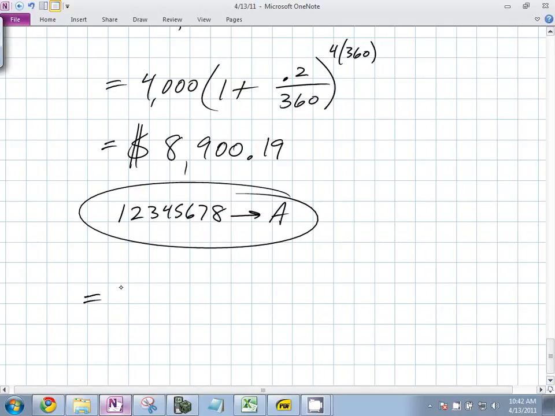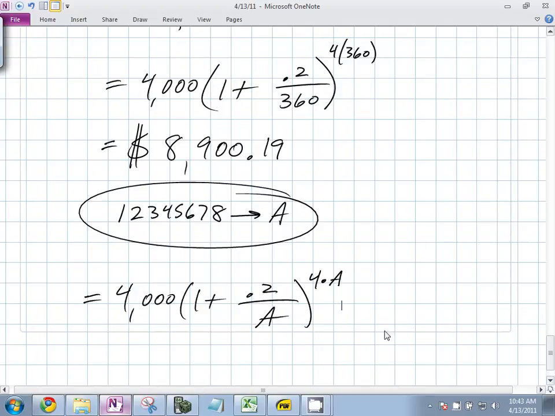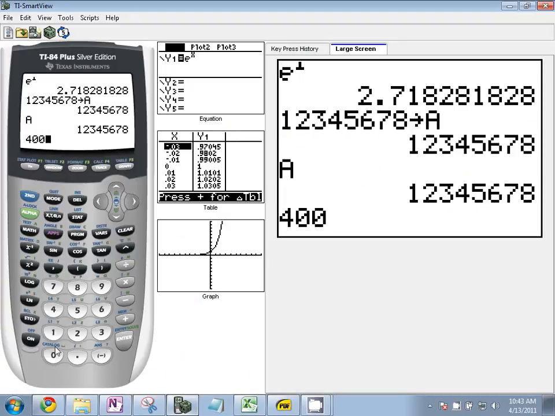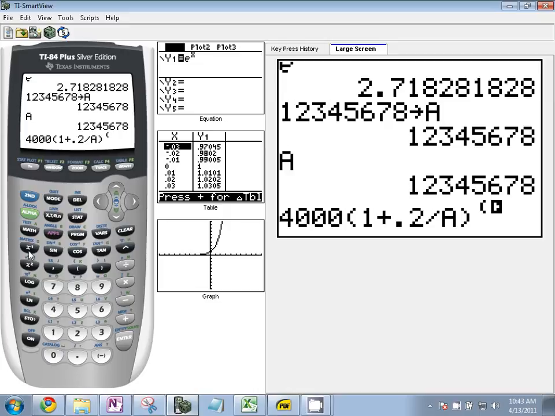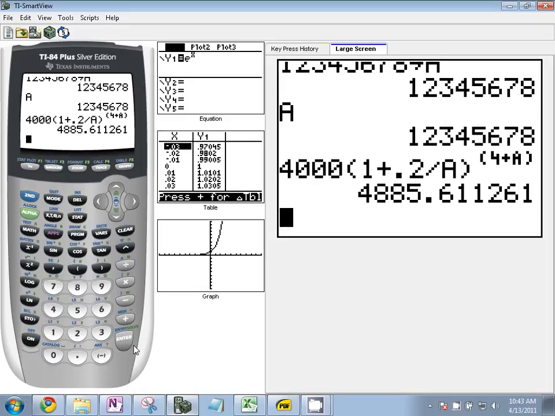So type this into your calculator. 4,000 times 1 plus 0.2 divided by alpha A, to the 4 times a power. So that's 4,000 times 1 plus 0.2 divided by alpha A to the, in parentheses, STO. It's right there in your calculator. Is that 4 times there? Oh, I did it wrong. Thank you. Second entry. You're absolutely right. Good job.